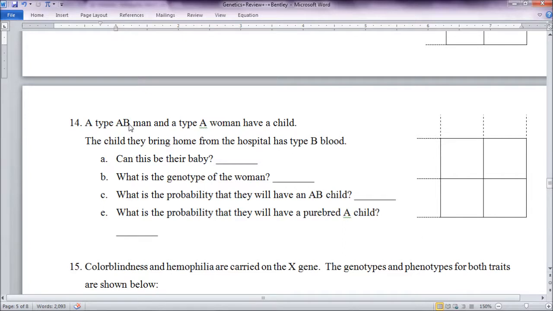Alright, so a type AB man. Okay, so that will be... Oop, this one's going to get annoying to type in. And a type A woman.